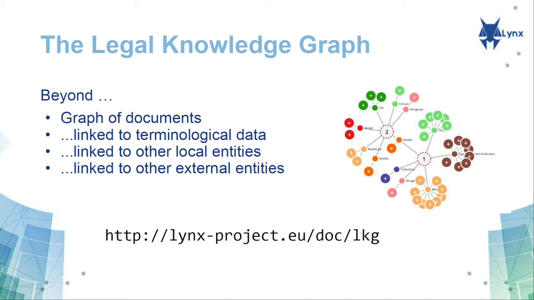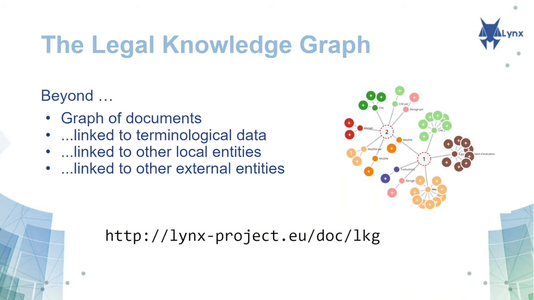But in addition to linking documents, we also link documents to terminological data. And this is crucial for providing cross-lingual services, as you have seen. And in the future, we have started, but in the future, we will also link to many other entities, either local entities in our graph or external entities. So we are currently using identifiers from EuroVoc, which is the official European thesaurus, from PermID to identify companies, etc.